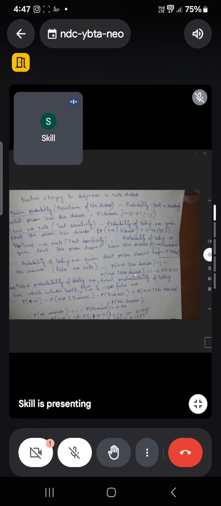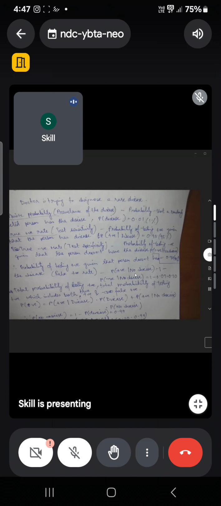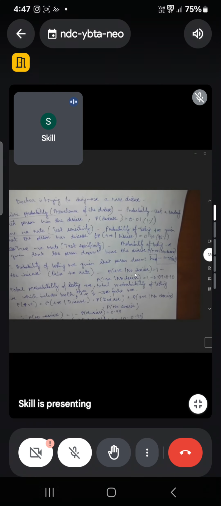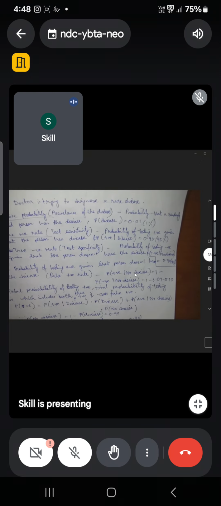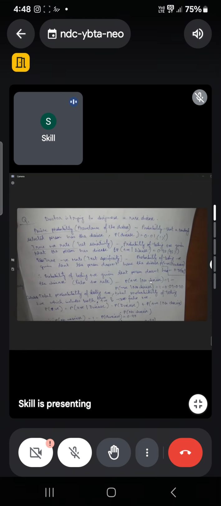So this is the kind of problem we are dealing with, where we will apply Bayesian reasoning. Suppose a doctor is trying to diagnose a rare disease. The prevalence of the disease is the probability that a randomly selected person has the disease, which we are supposing is 0.01 or 1%.